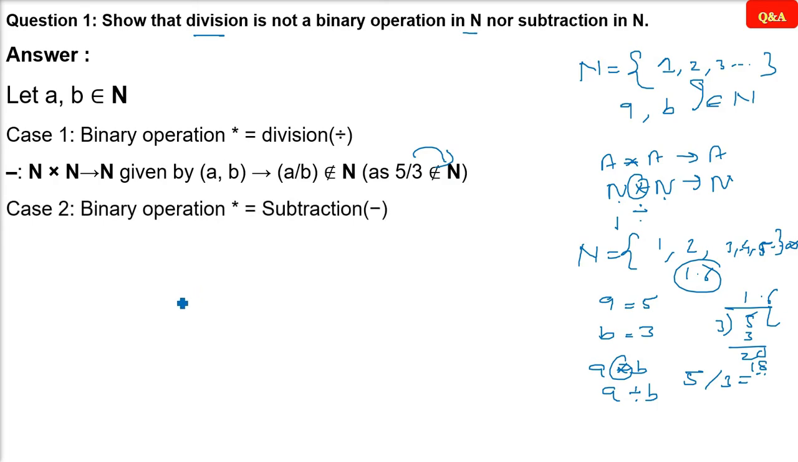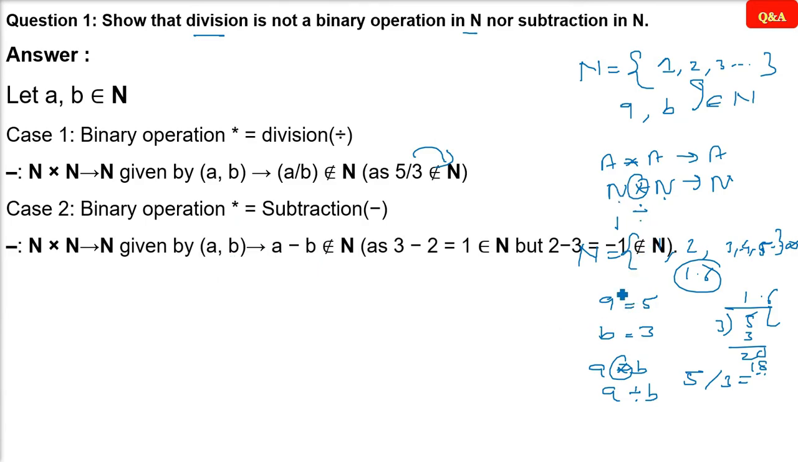Second case, we will check for subtraction. Same operation, but here A cross B, which is the operation of A and B, we are going to take as a negative value, A minus B. So N is 1, 2, 3, 4, 5, 6. Any value you take, we are taking natural numbers because the question is also asking about natural numbers.